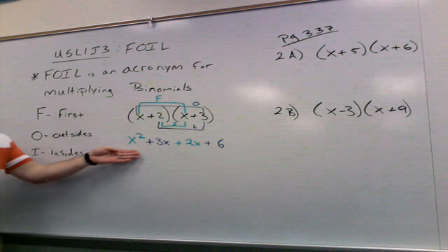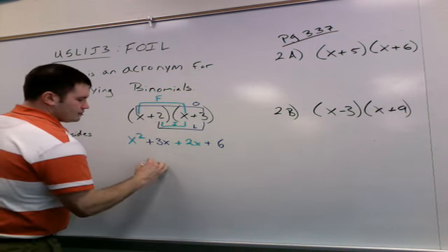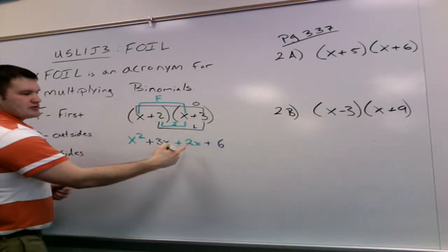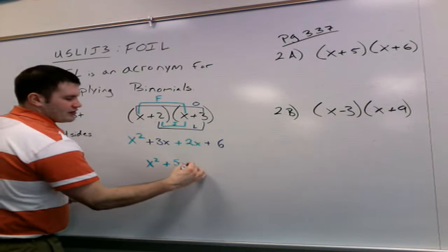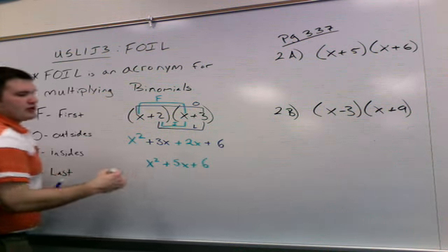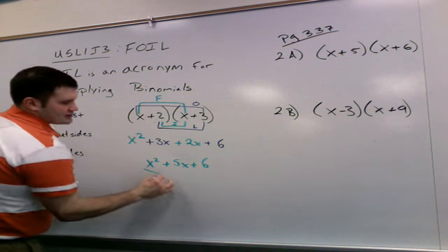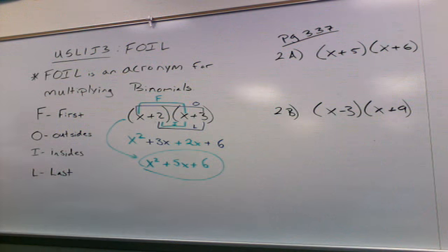Is there anything like x squared? No, so that's going to stay x squared. Is there anything like 3x? Yes, 2x. So we do 3 plus 2, which is 5. Good. And is there anything like 6? No. Can I simplify that more? No. So this is my result from FOILing that. Does that make sense? Yes. There you go.